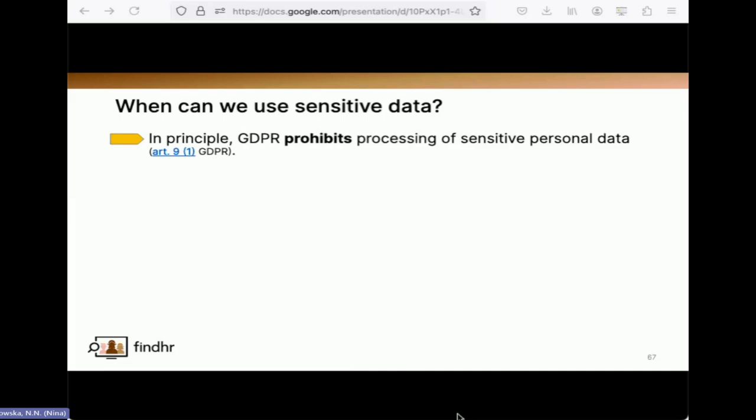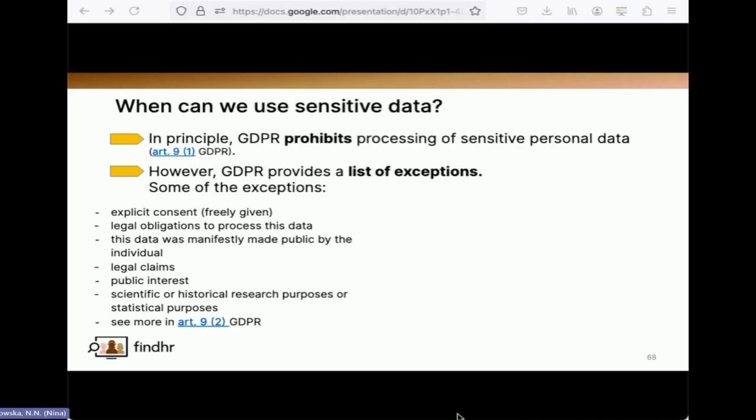However, at the same time, and of course it always happens in law, we have some exceptions. And here you can see the list of exceptions. With these exceptions, there is a possibility of using sensitive personal data. So as a rule, it is banned. But if you find an exception under which you can use this data, then it will be possible.